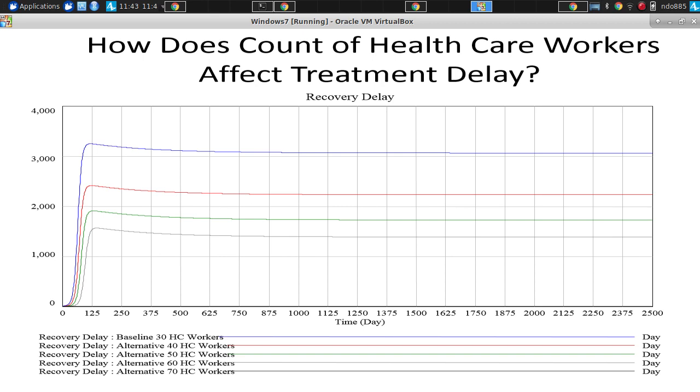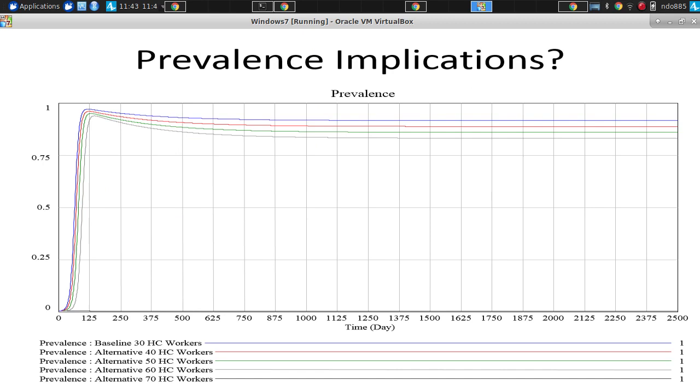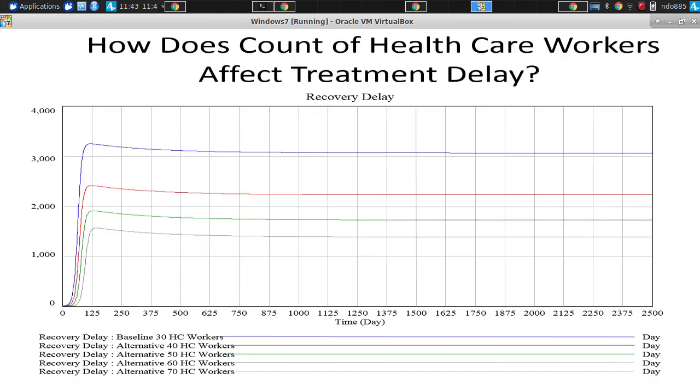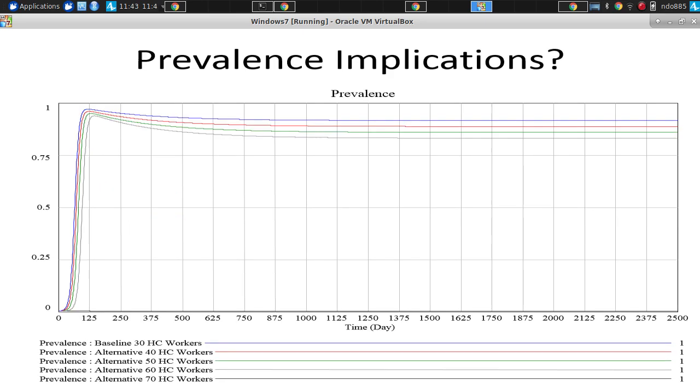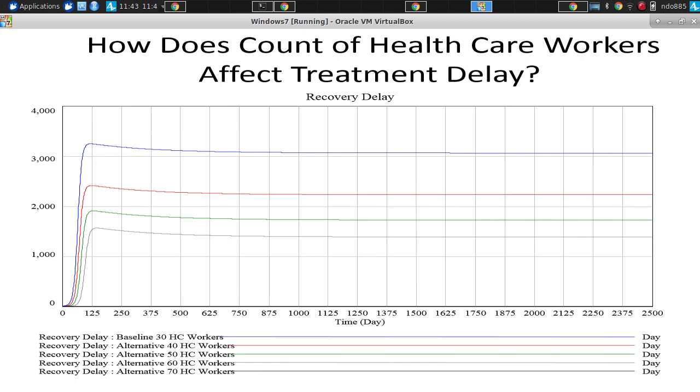So watch this. If I have 70 healthcare workers from the start, the infection never takes off, given the certain number of people starting. It's that ratio of healthcare workers to initial people that's one of the key factors here. This is for recovery delay. This is the core, this is interesting. That's recovery delay, how much time it takes them to recover.